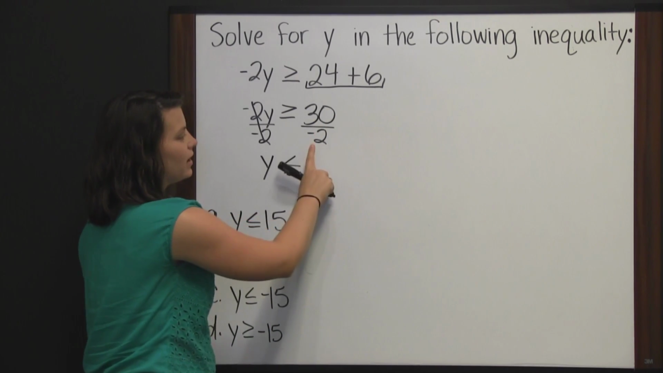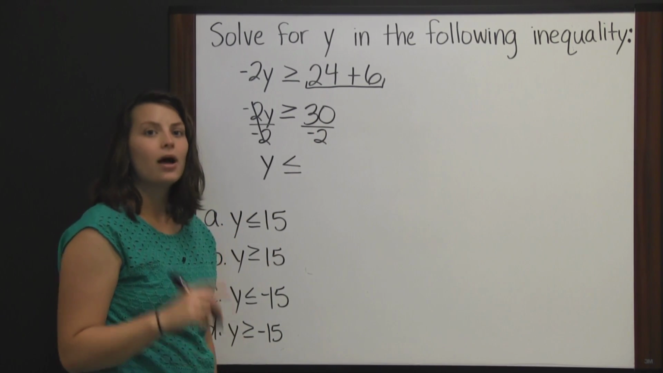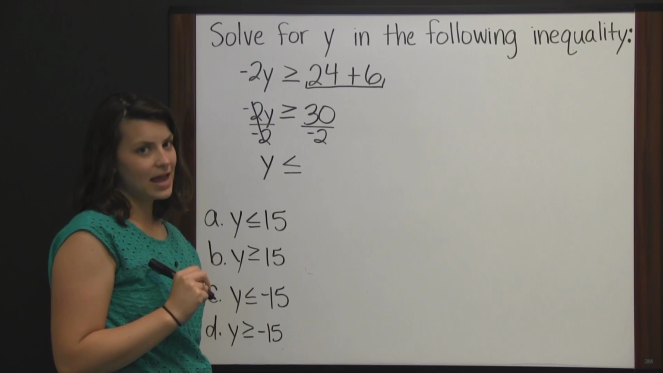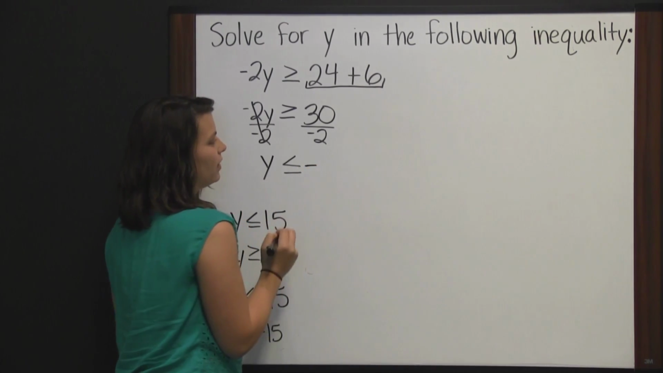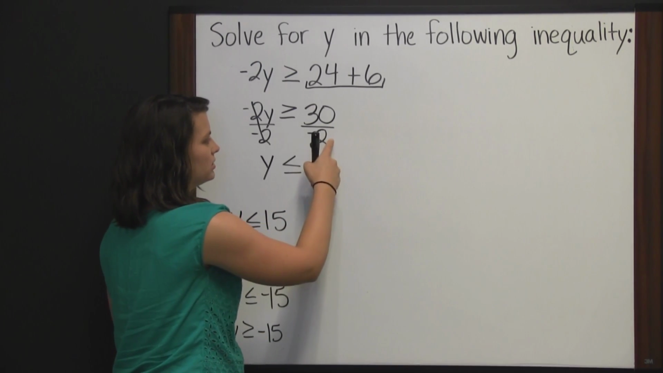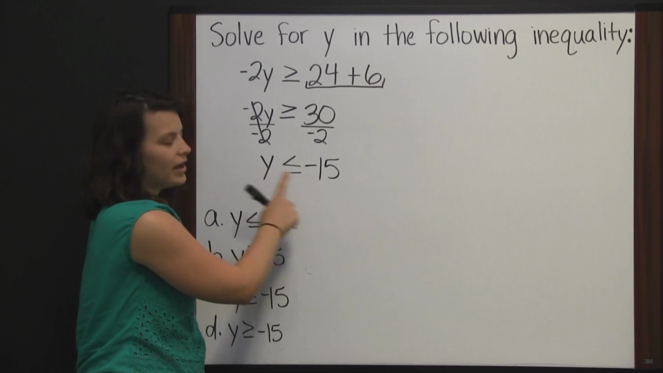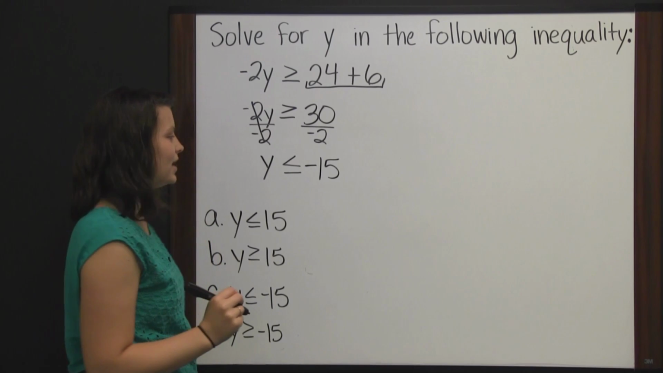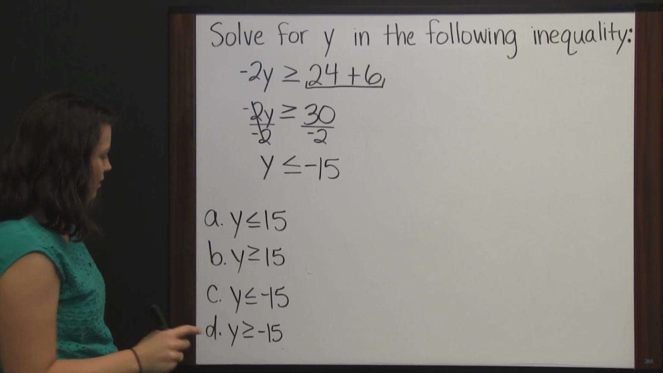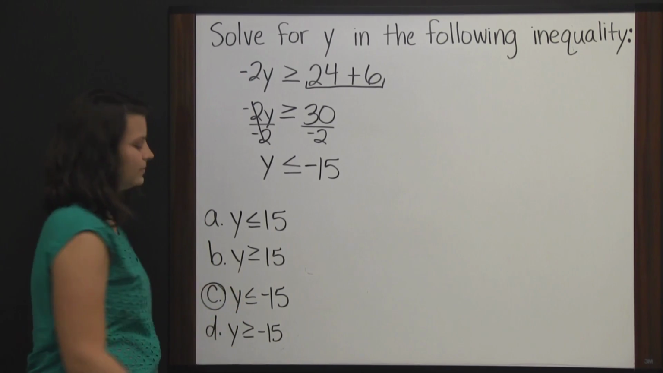And 30 divided by a -2, a positive number divided by a negative number is a negative number. And 30 divided by 2 is 15. That means that y is less than or equal to -15, which is answer choice C.